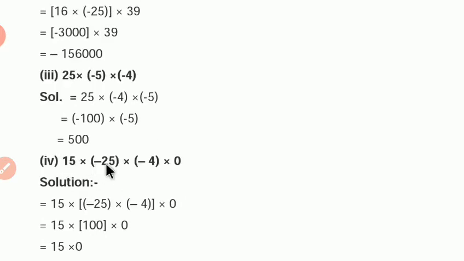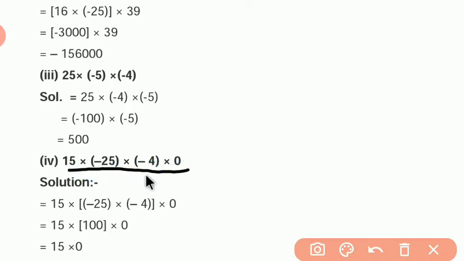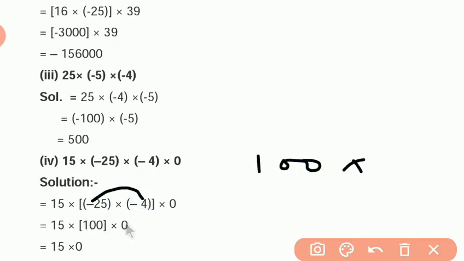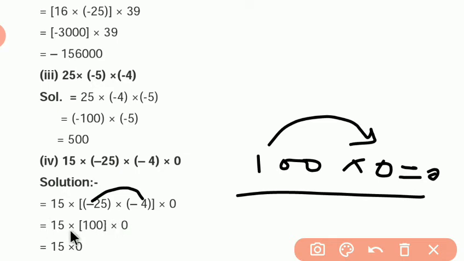Fourth one, 15 into minus 25 into minus 4 into 0. So 15 into minus 25 into minus 4 into 0. So first we multiply 25 into 4 because we'll get 0 in the last. So which is equal to 100 into 0. And we know that if you multiply 0 with any number, we'll get the answer as 0 only. So 15 into 100 into 0, or 15 into 0, which is equal to 0.